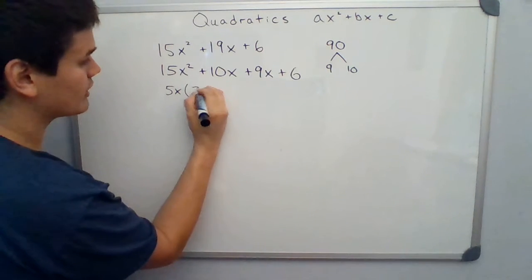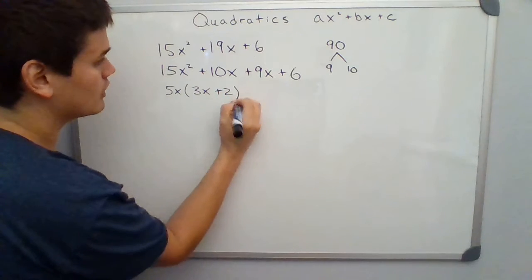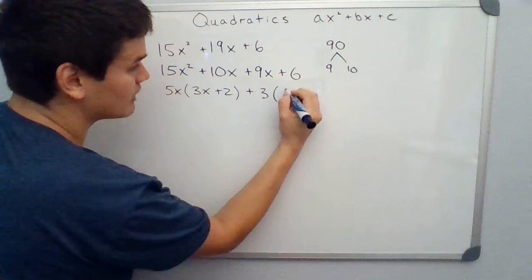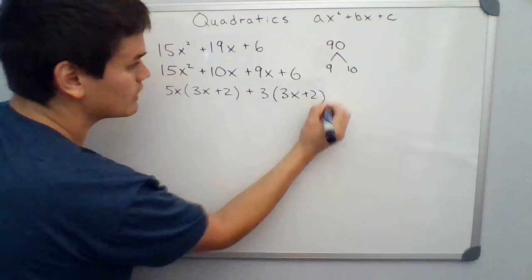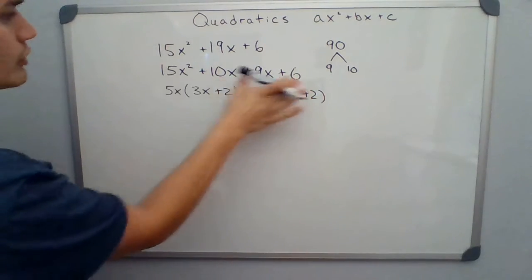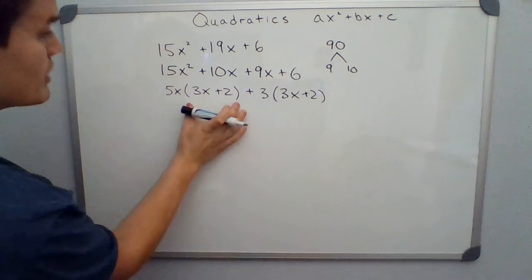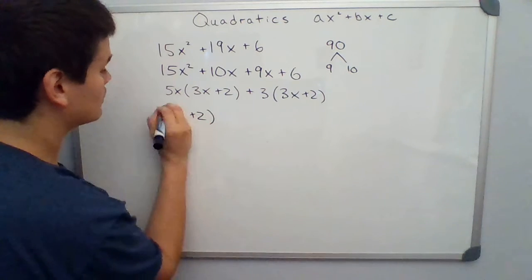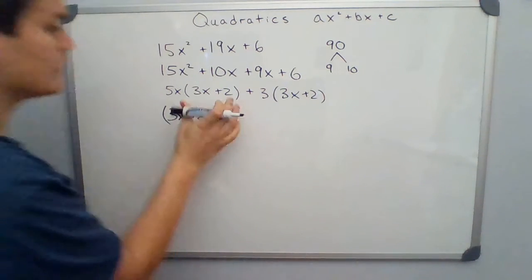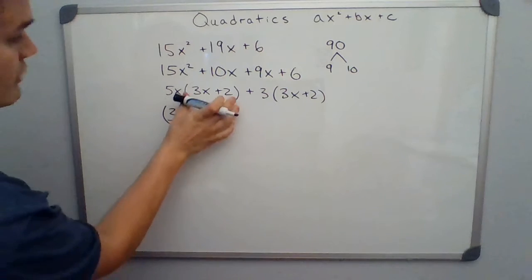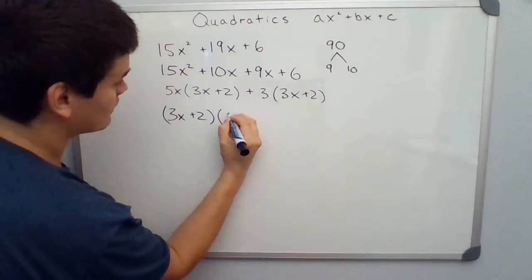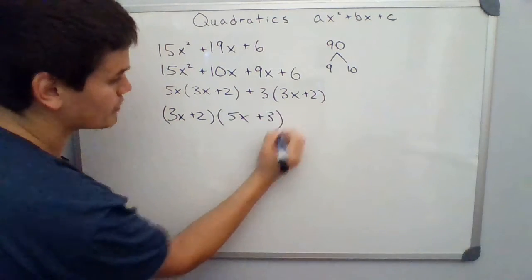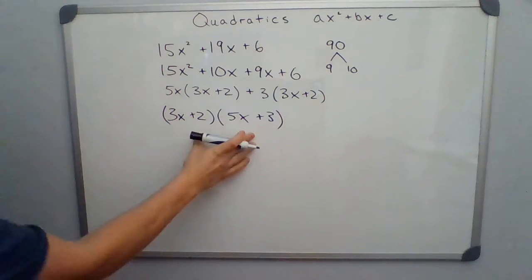So it's going to be 5x times (3x plus 2) plus, and the common factor here is 3. So plus 3 times (3x plus 2). And now we see the common factor between these first two terms and those last two terms is actually 3x plus 2. So I can factor that out. 3x plus 2. And then when I factor 3x plus 2 out of that term, I get a 5x. And when I factor 3x plus 2 out of that term, I get 3. So this is the two.